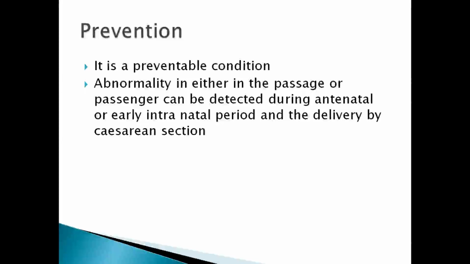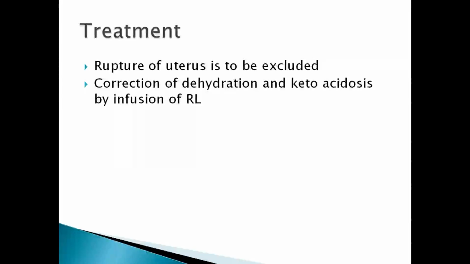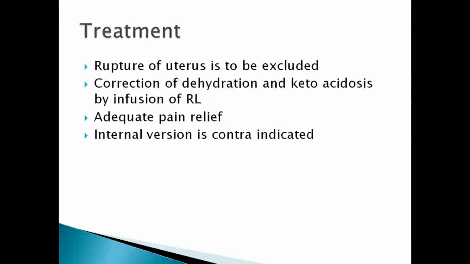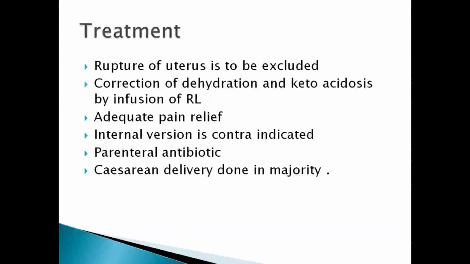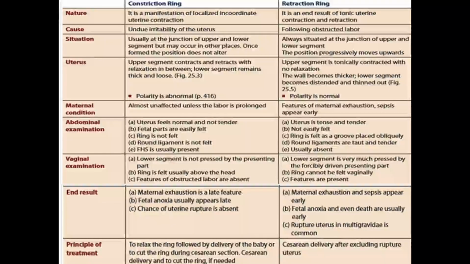Prevention. It is a preventable condition, so abnormality in either passage or passenger can be detected during the antenatal or early intranatal period and delivery done by cesarean section. The treatment: rupture of the uterus to be excluded, correction of dehydration and ketoacidosis by infusion of Ringer lactate, adequate pain relief. Internal version is contraindicated, but parenteral antibiotic should be given. Cesarean is done in the majority of the cases.